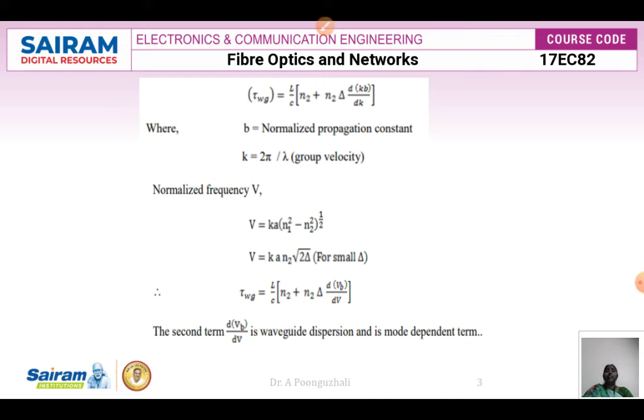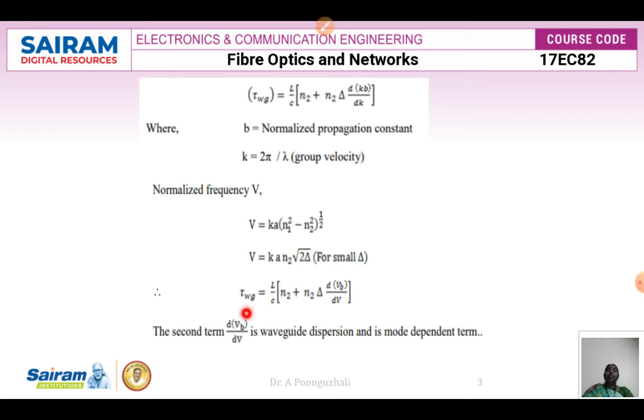So waveguide dispersion we can give as tau Wg equal to L by C into N2 plus N2 del into d(Kb)/dk, where b is the normalized propagation constant, that is the beta value, and k is 2 pi by lambda. The normalized frequency we can write as V equal to ka into (N1 square minus N2 square) to the power half, which is k into a into N2 into square root of 2 del, where del is the relative refractive index difference.